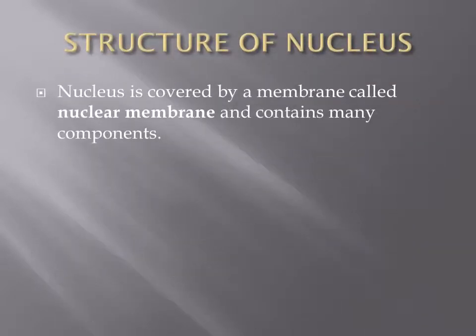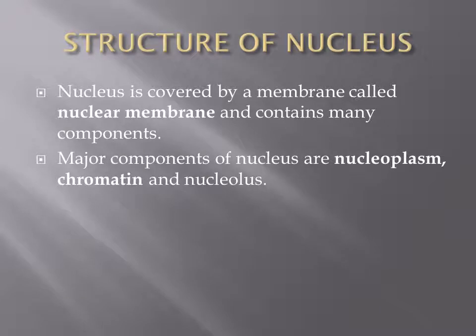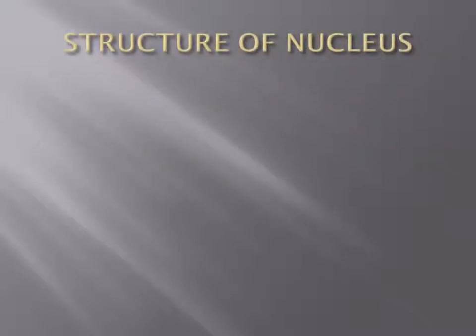Structure of nucleus. Nucleus is covered by the membrane called nuclear membrane and contains many components. Major components of nucleus are nucleoplasm, chromatin, and nucleolus. Structure of nucleus: nuclear membrane. Nuclear membrane is double layered and porous in nature. This allows the nucleoplasm to communicate with the cytoplasm.